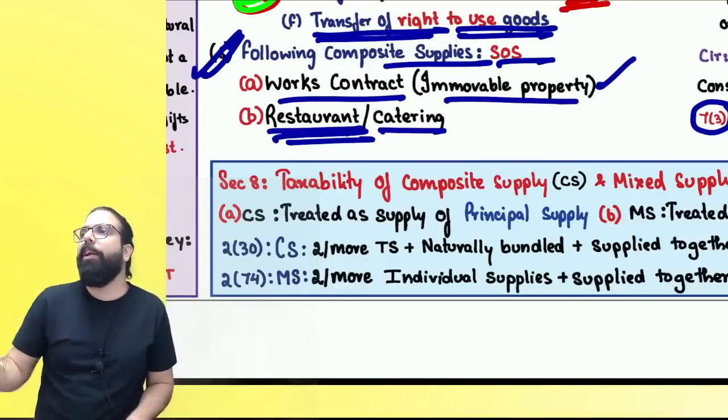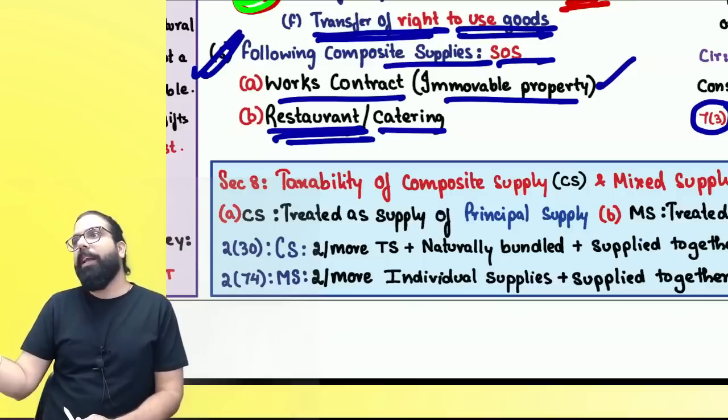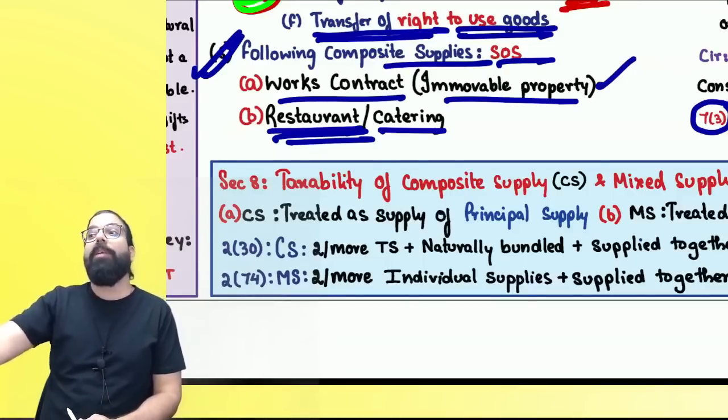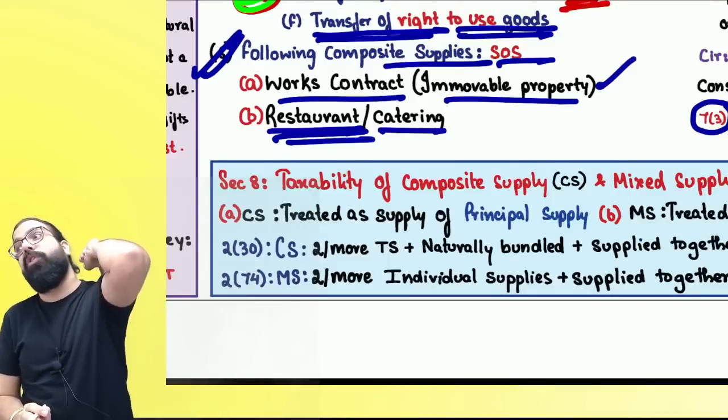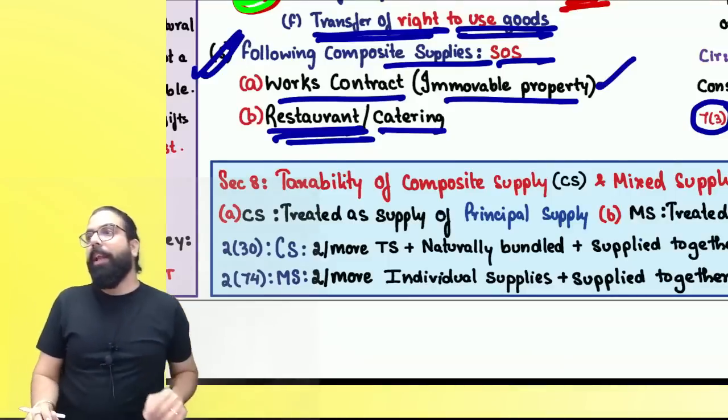For example, I told you, this classroom has a ceiling, can you please come and repair it? You gave material also, you gave labor also. That's a works contract because it is with respect to immovable property. Can I go ahead, everyone?